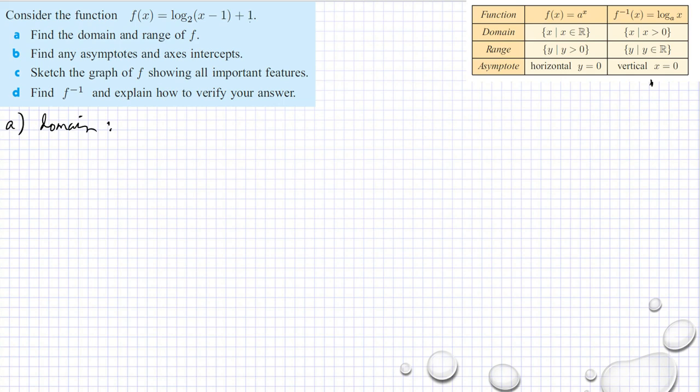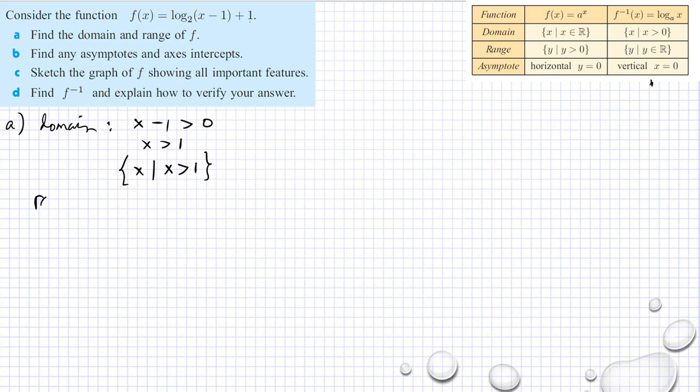So the domain is when x is greater than 0, but we have x minus 1 there, so x minus 1 should be greater than 0. So it should be x greater than 1. So the domain should be all x when x is greater than 1.